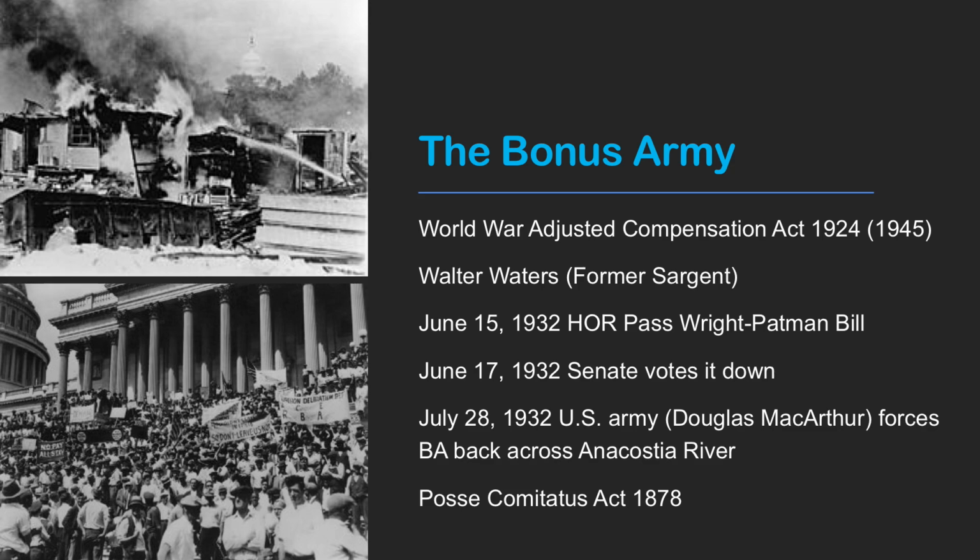A lot of violence. First, the Washington, D.C. police try to move them off the Capitol steps. That turns into a horrible situation. Several police officers will be stabbed. Several of the bystanders will be hurt as well. The Washington, D.C. police will let the government know there's no way they can handle this. So Hoover calls out the United States Army under the command of General Douglas MacArthur.